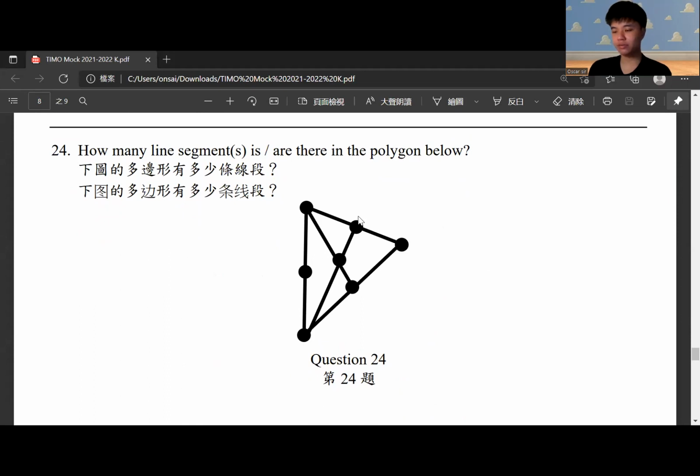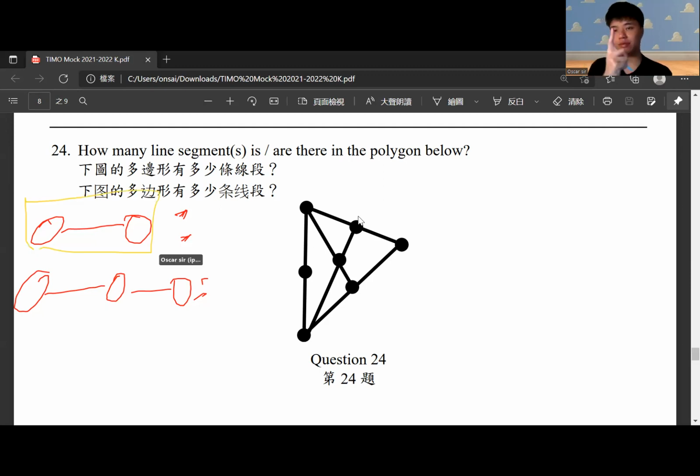Okay, question 24. How many line segments are in the polygon below? We need to count it step by step because it's very complicated. We need to find the number of segments like this: just 2 dots and then 1 line. 1, 2, 3, 4, 5, 6, 7, 8, 9, 10. Okay, this one is 10. And then we need to count the lines like this, 3 dots and then 2 lines, right? We call it the segment.